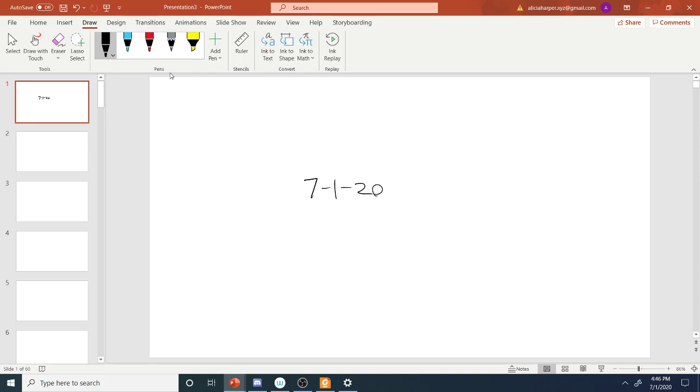And today I'm going to be talking about row and column spaces.